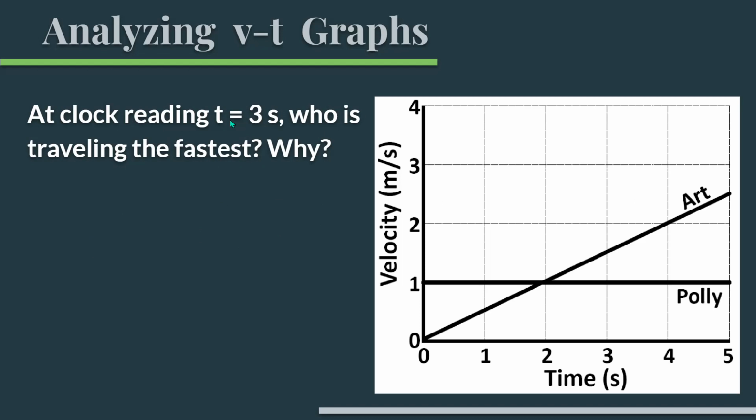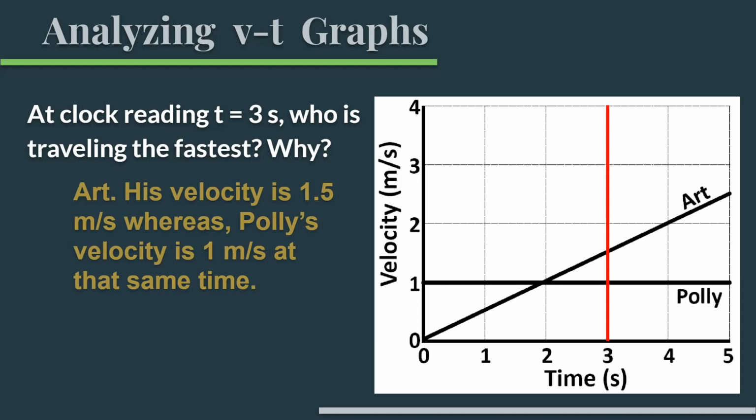At the clock reading t equals 3 seconds, so it's this right here, who is traveling fastest? Art. Yeah, he's going 1.5 meters per second, whereas Polly is only going 1. It is a lot easier to answer this question here than it is on a position time graph because all you have to do is figure out what the y value is at that point in time. You don't have to calculate anything, you just have to read the graph. Okay, who's going fastest? Art, his velocity is 1.5 meters per second, whereas Polly's is 1 meter per second at that same point in time.